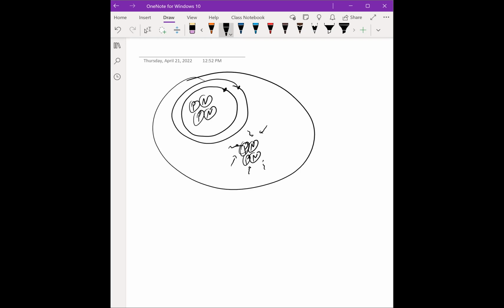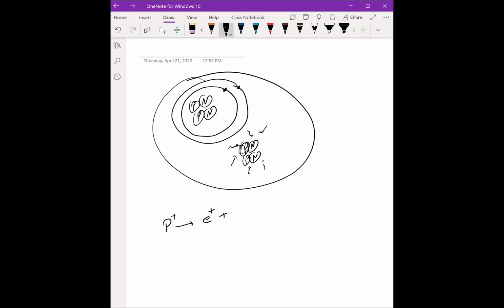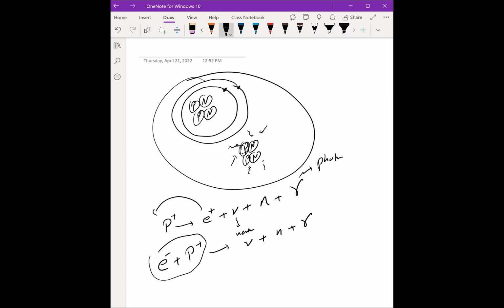Remember, we had this reaction. The proton can go into positron plus neutron plus neutrino plus photon, which is energy. And I can bring it here by changing the charge. So this is a possible reaction. It says an electron can combine with a proton to make a neutron, and a neutrino will be produced with some light.